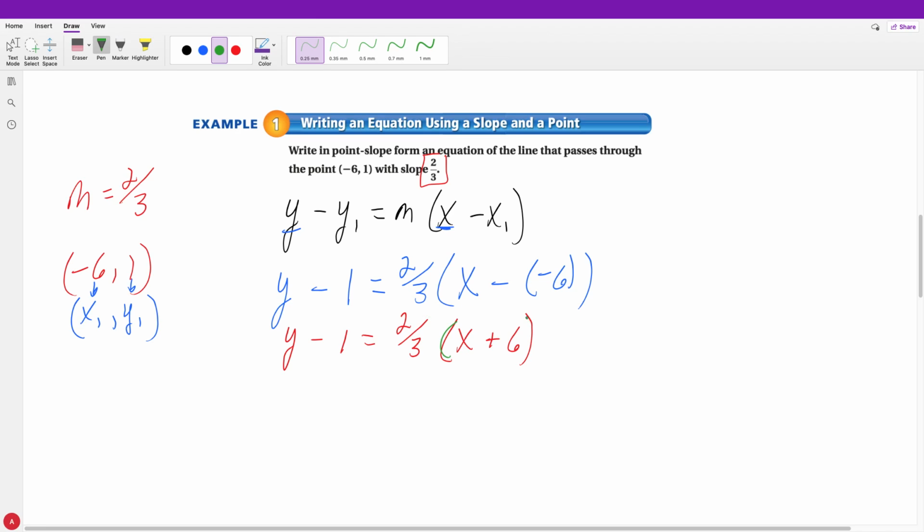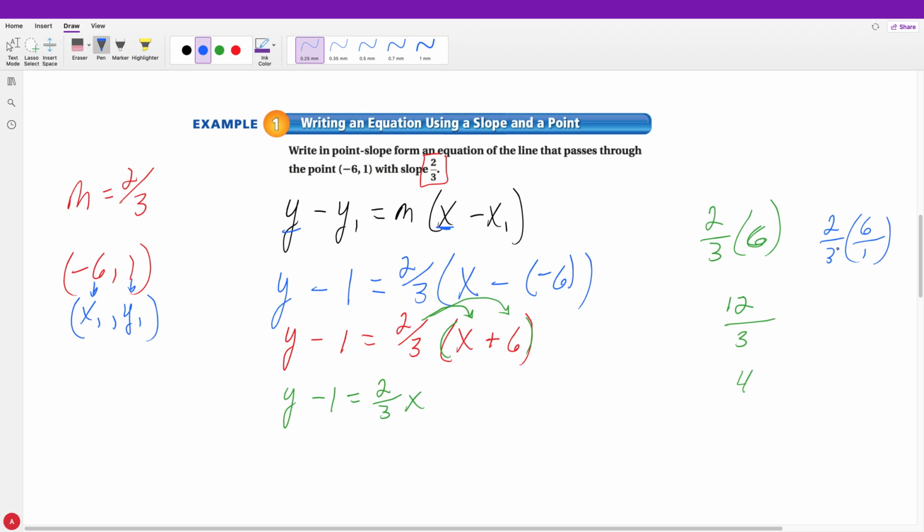Remember, as we talked about before, these parentheses mean multiplication. So I'm going to distribute this 2/3 in. Now I have y minus 1 is equal to 2/3 x. Well, 2/3 times 6: 6 times 2 gives me 12, and 12 divided by 3 gives me 4. Or you could have reduced right away and said 2/3 times 6 over 1. I know that 3 goes into 3 once and 3 goes into 6 twice, so I'm left with 2 times 2, which is also equal to 4. It doesn't matter which way you do it, but we know that this is now going to be plus 4.